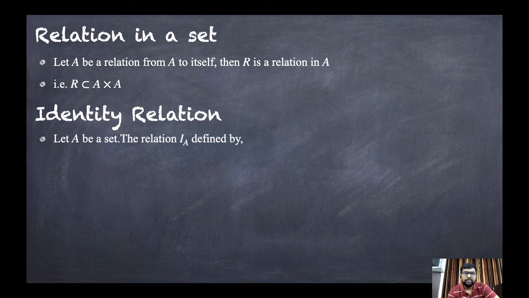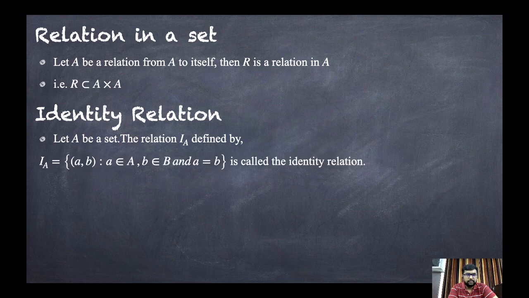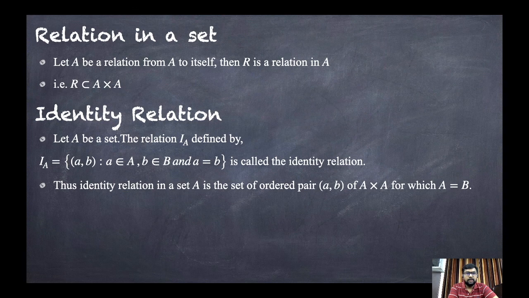Now next, identity relation. Let capital A be a set. The relation IA, its symbol is identity A, defined by IA equals the set of all (a, b) such that a belongs to A and b belongs to A and both the entries are the same, is called the identity relation. Thus, the identity relation in a set is the set of ordered pairs (a, b) of A cross A for which a equals b.